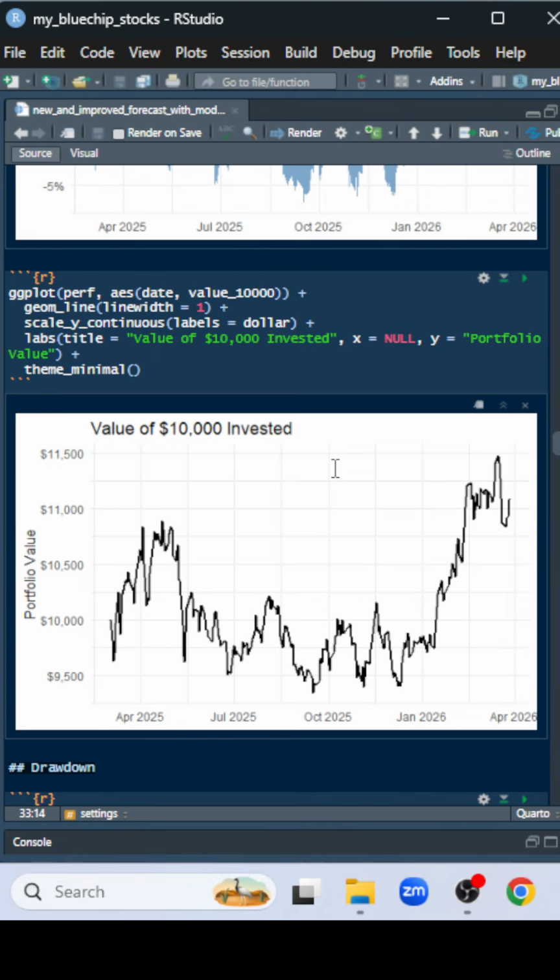Okay. What if you invested $10,000 back in April? That now would be worth about $11,000. You're up between $800 and $1,000 to date.